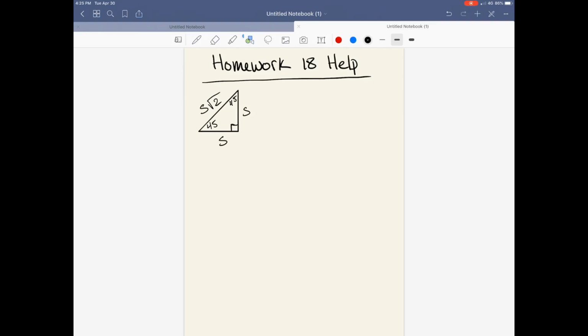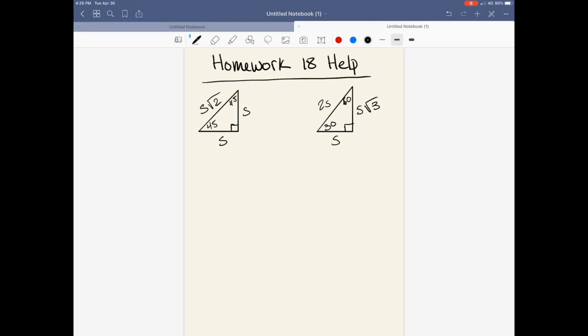The other special kind of right triangle was a 30, 60, 90. So 30, 60, that looks like a 50, but it's a 60. 30, 60, 90 triangle. And so the bottom side, the base, is still S, but the height on the right is S times the square root of 3. And the hypotenuse is 2 times S.